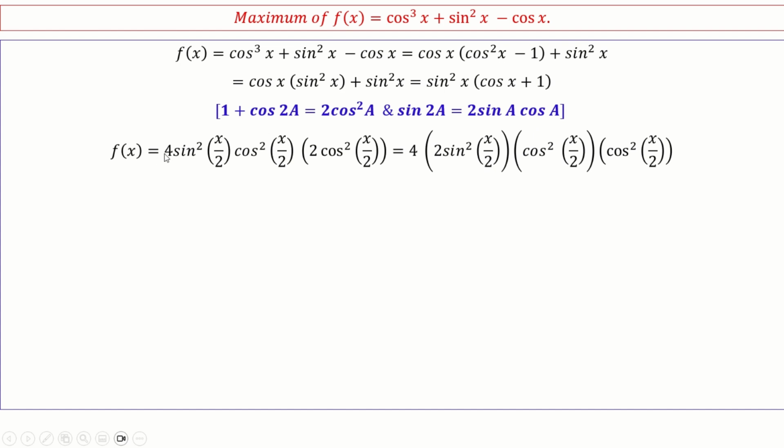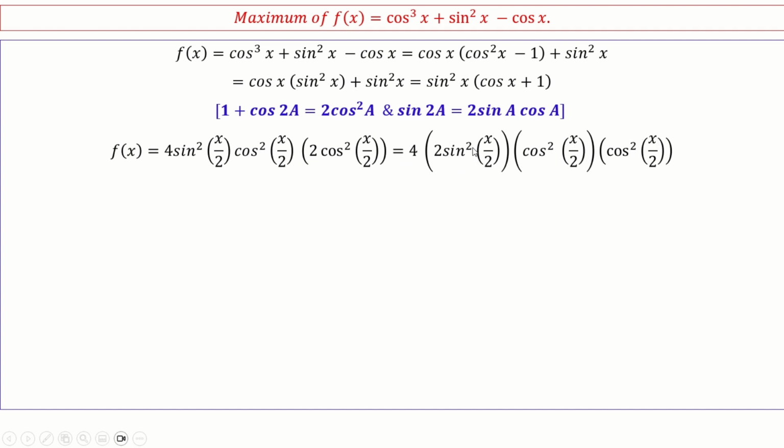If I apply, f of x will become 4 times, because it is a square, sin square x, so 4 times sin square x by 2, cos square x by 2. And the bracket, 1 plus cos x, will become 2 cos square x by 2. If I rewrite them properly, it is 2 sin square x by 2 times cos square x by 2 times cos square x by 2.